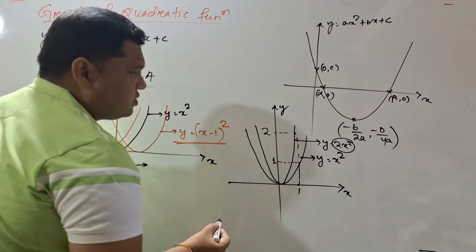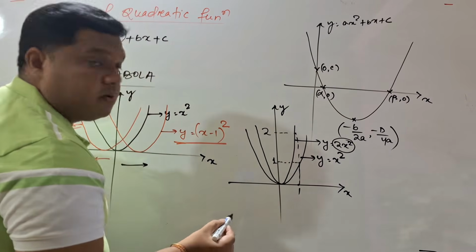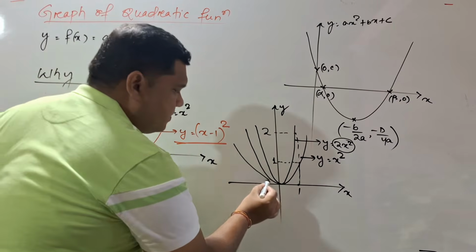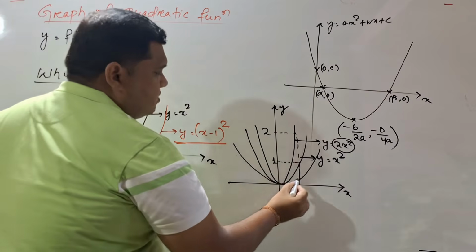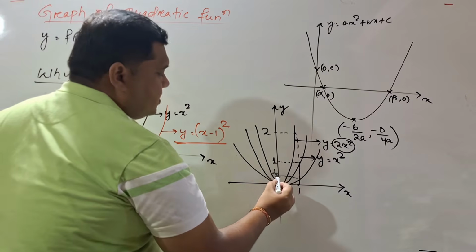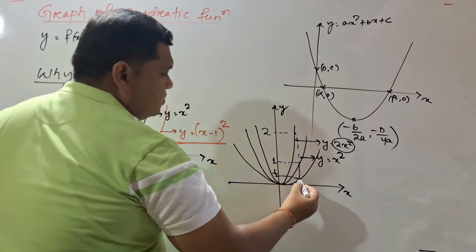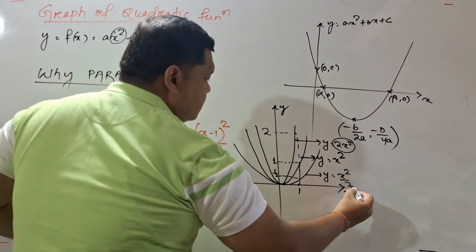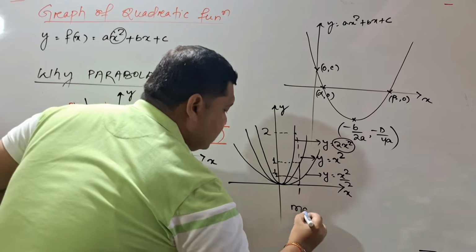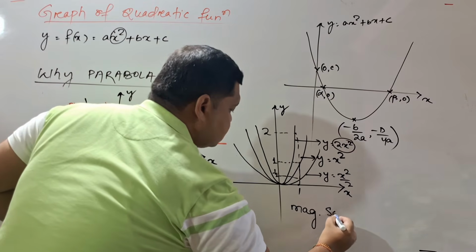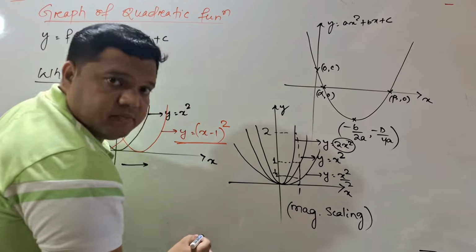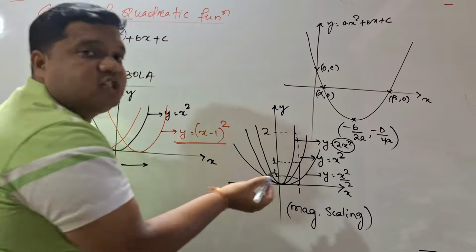Now similarly, suppose one can draw x square by 2. X square by 2 means, look here, this is equal to half. If I put x square by 2, this graph is y equal to x square divided by 2. This is called magnitude scaling. Okay, structure same, but magnitude value will change.